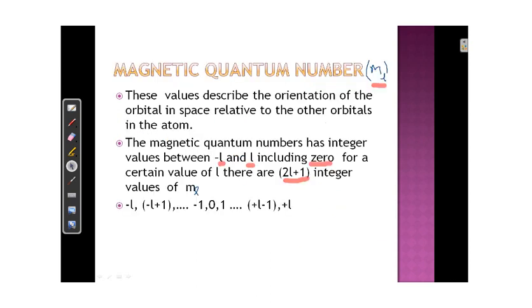The third quantum number is the magnetic quantum number. It is denoted by ml. It describes the orientation of the orbital in space relative to the other orbitals in the atom. And these values vary between minus l and l including 0, where l is the angular momentum quantum number. And for a certain value of l, there are 2l plus 1 integer values of ml.